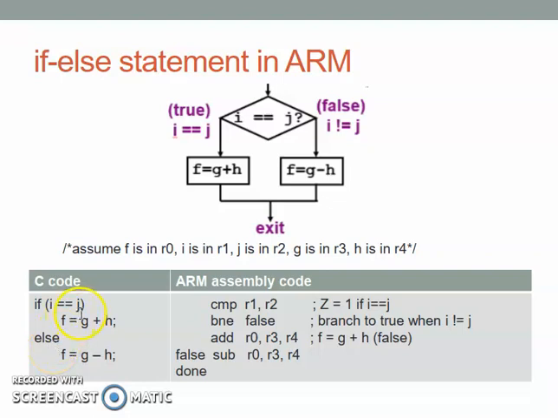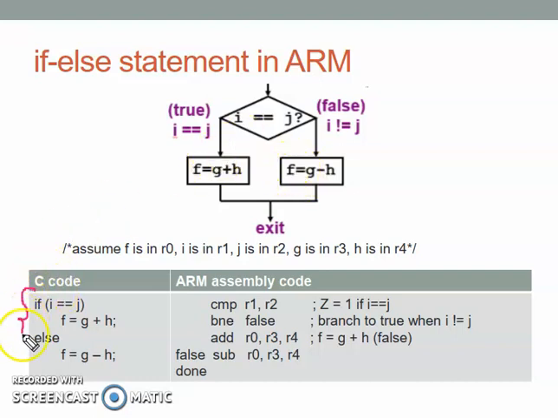In this video, we're going to look at how to convert C code, let's say an if-else statement, into its ARM assembly code. So the process is the same as what we went through in the previous two videos for the if statement. The only difference is that for the condition over here, whether it's true or false, both have an operation. Okay, so that's the only difference.